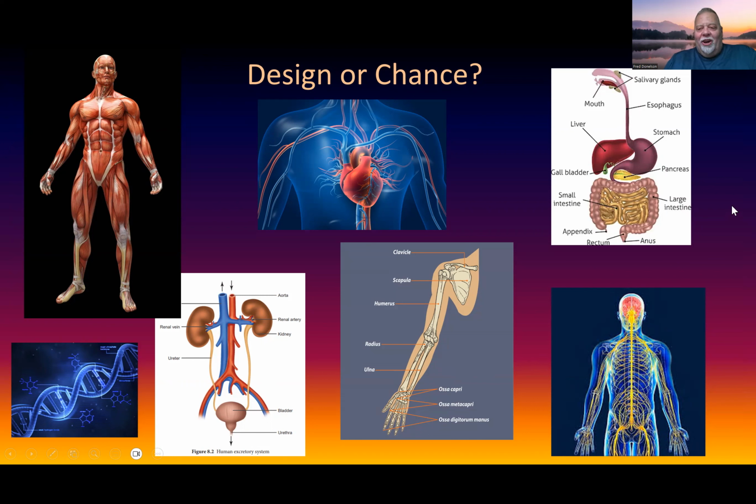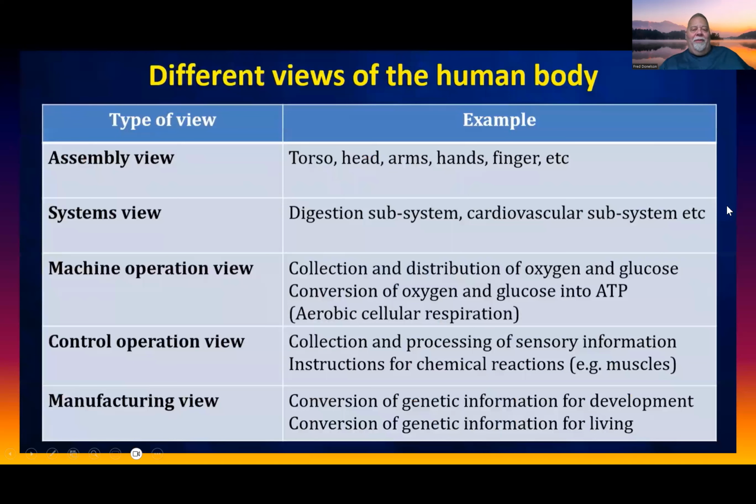So just like the car, the human is also a complexity of all of these different views. So like you've got the torso, the head, the arms, the hands, the fingers, etc.